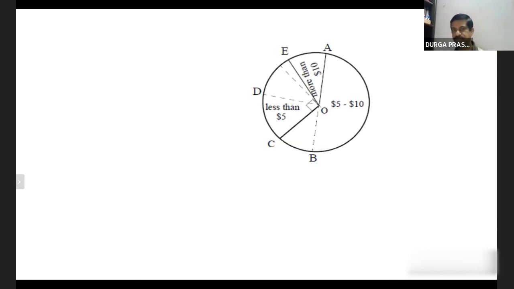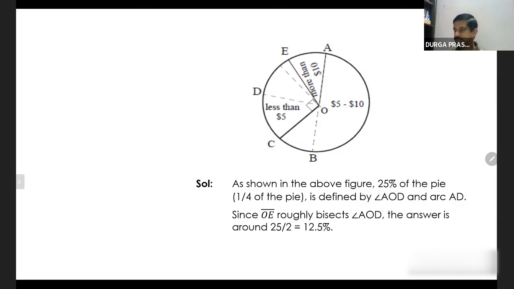So let us see what that is exactly equal to. If you take more than 10, this is the part. This is a 90-degree part that we have taken. You can see the dotted lines. So we have to calculate using those things. As shown in the figure, about 25% of the pie is 1/4 of the pie diagram. That is understood, because 25% means it is automatically 1/4. Since OE is from here to here.